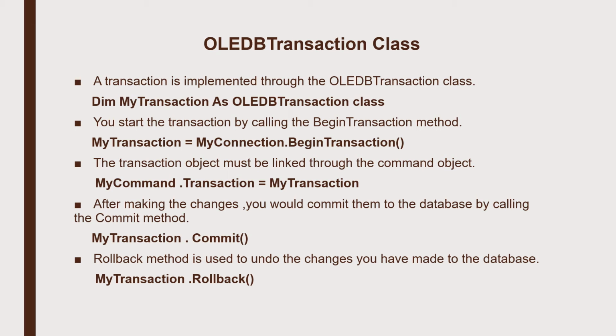The next step is to execute changes to the database through the OLEDB command object. When you have finished making the changes, you could commit them to the database by calling the commit method of the OLEDB transaction object. My transaction dot commit, or you can choose to undo the changes you have made to the database by calling the rollback method of the OLEDB transaction class. My transaction dot rollback.